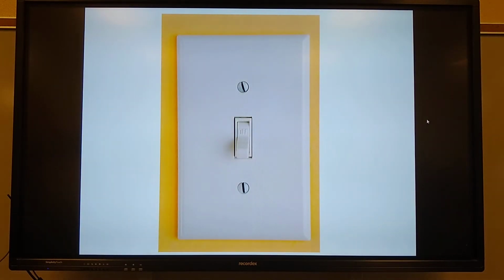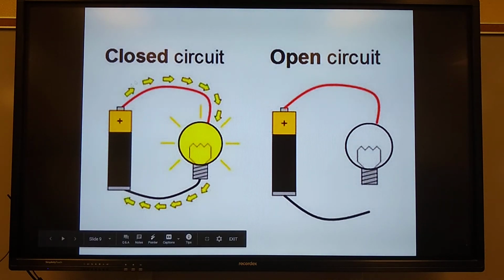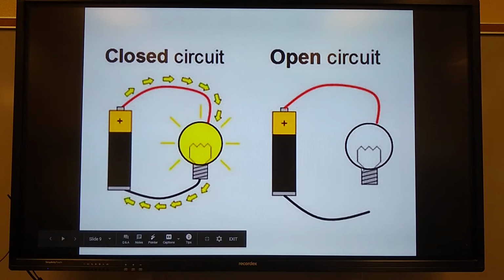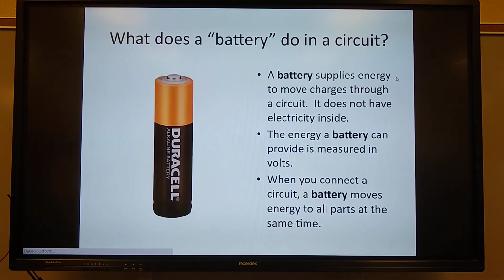There's a switch. Closed circuit means everything is closed off. Everything is connected, and that means everything is working. Very important. Open circuit means somewhere in this circuit there's an open place. And that breaks the circuit. That means the circuit can't work. You see, in this picture, the light is not on. So there you have the difference between a closed circuit and an open circuit. You need to know that.